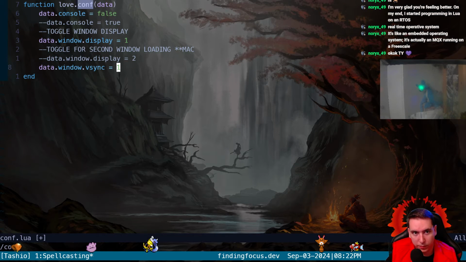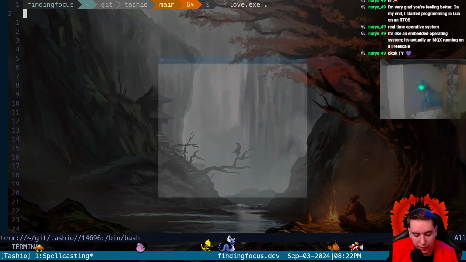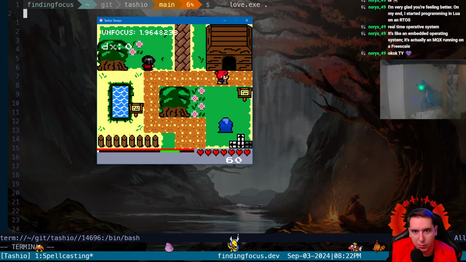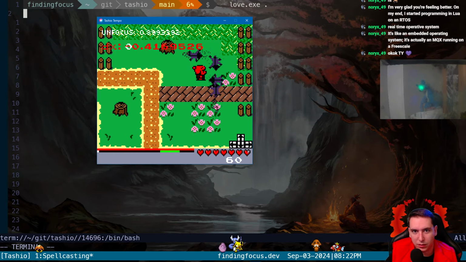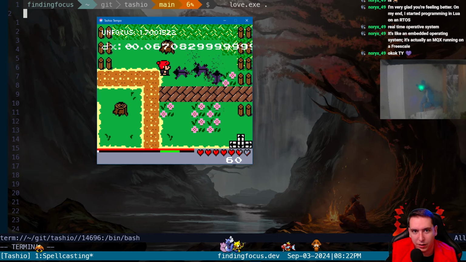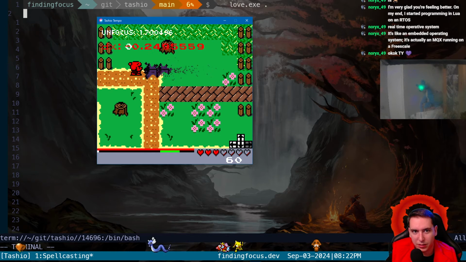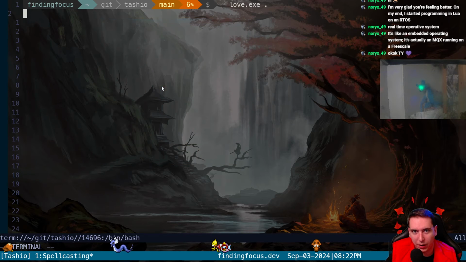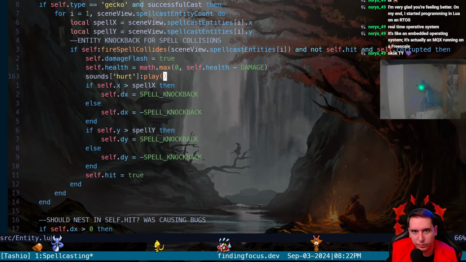Let's see if we put VSync back on, if it bounces us back the same amount, because we are scaling the slow to stop by delta time, and now we're giving us a consistent DX, so we should get the same amount of knockback, but it's not. See, this is like a teeny bit of knockback. So what is going on here?